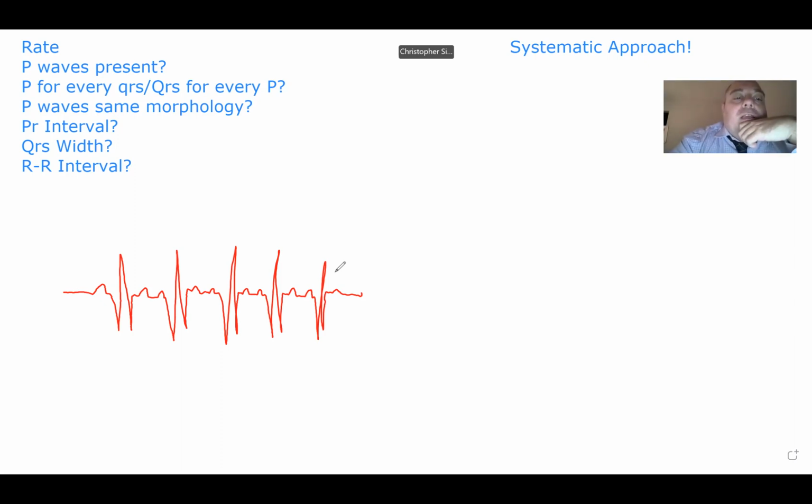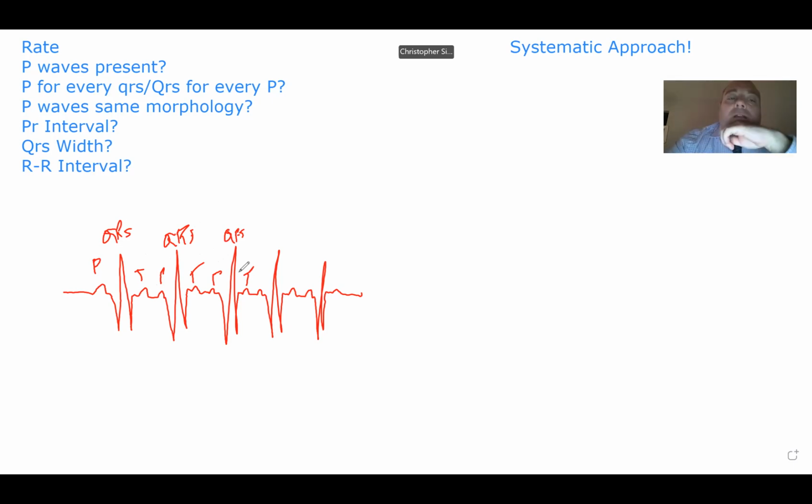So let's label some stuff here. We got P waves, QRS, T, P. I've got to be honest, I miss the days where I can draw on a normal board in a classroom, because this is really difficult. Okay, you get the point.